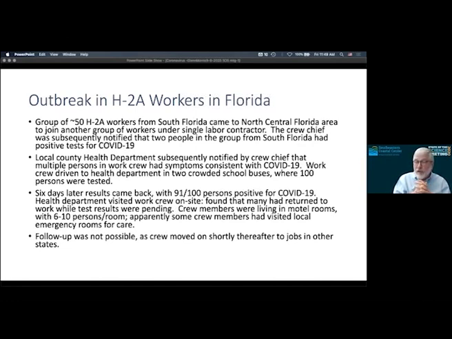Crew members were living in motel rooms. They had 6 to 10 persons per room. They were supposed to have no more than 4, but even with 4, there's going to be transmission. Apparently, some crew members had visited local emergency rooms for care. There was not a good systematic way to provide care to these individuals.